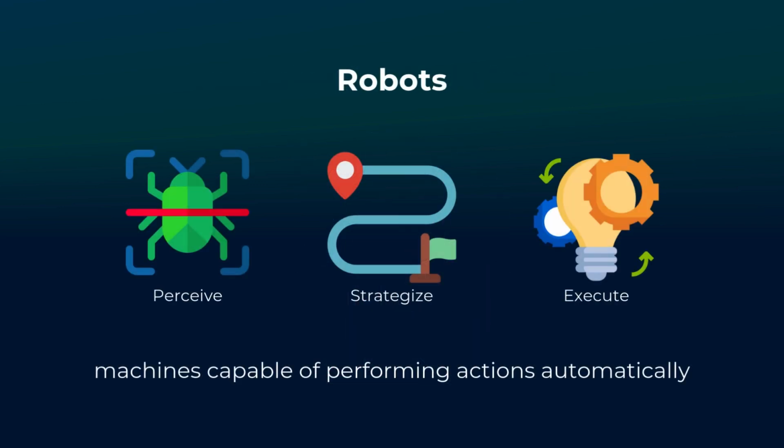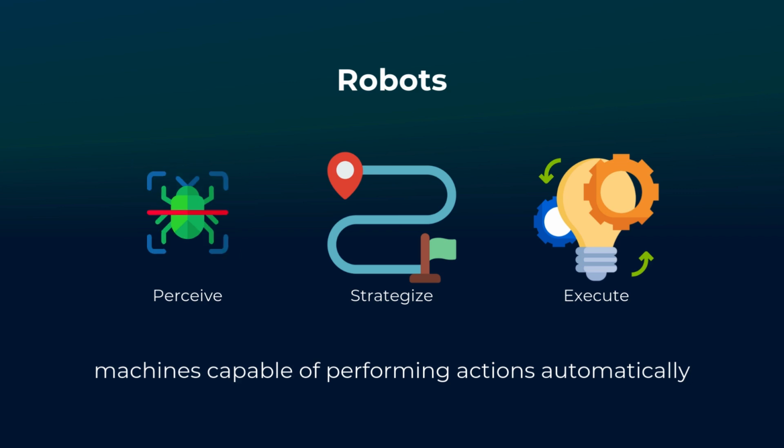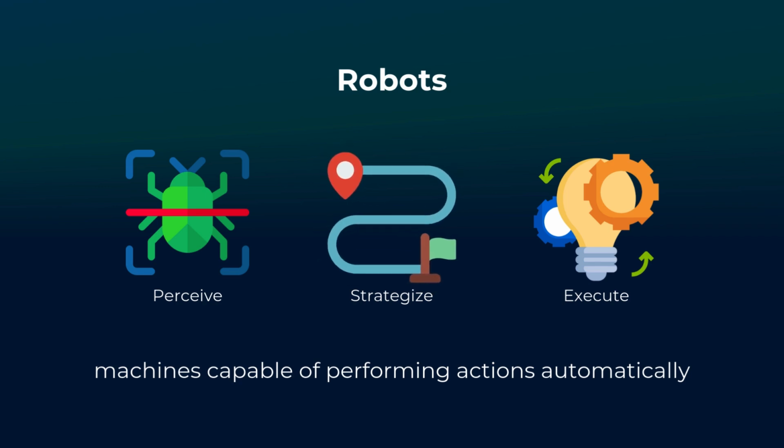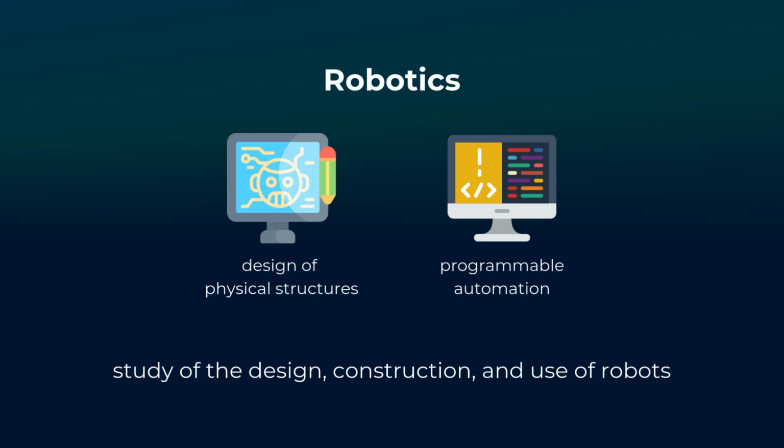Robots are machines that are capable of performing actions automatically. To perform these actions, they perceive stimuli, strategize how to react to that stimuli, and execute an action in response to the stimuli. Robotics is the study, design, construction, and use of robots.